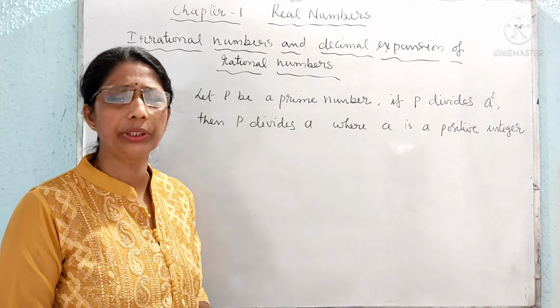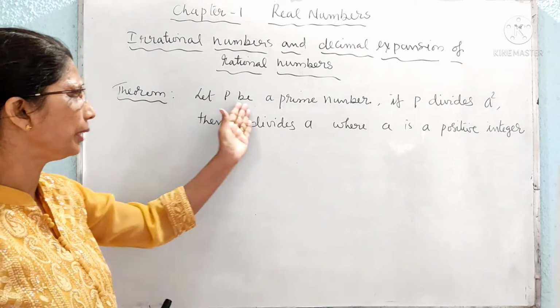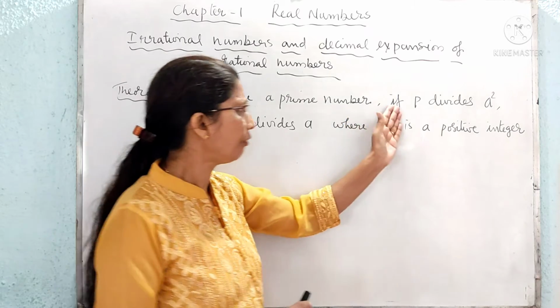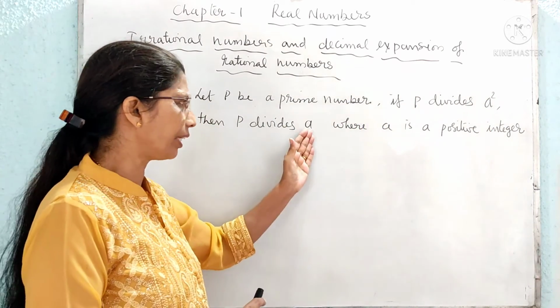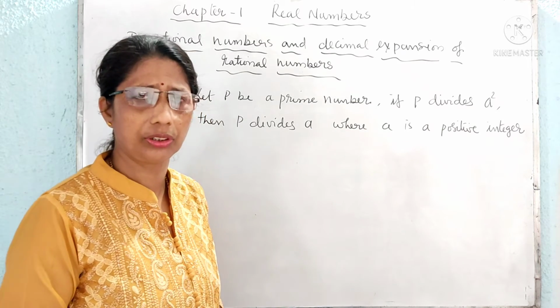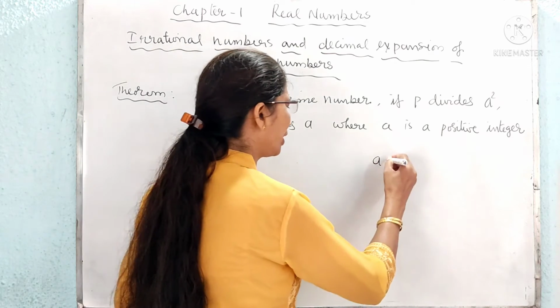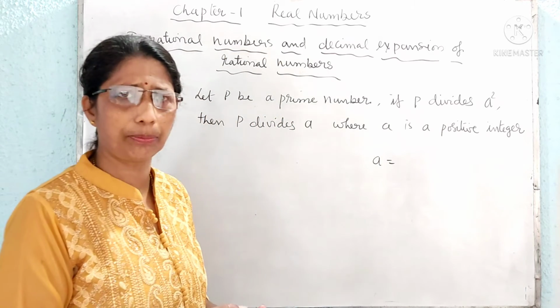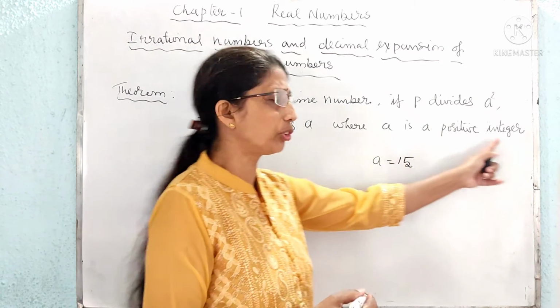Before proving root 2 is an irrational number, we have to learn one theorem. Let p be a prime number. If p divides a square, then p divides a, where a is a positive integer. What is the theorem saying? First, we can take one example. We are taking a as any one of the numbers. We are taking it as 15.